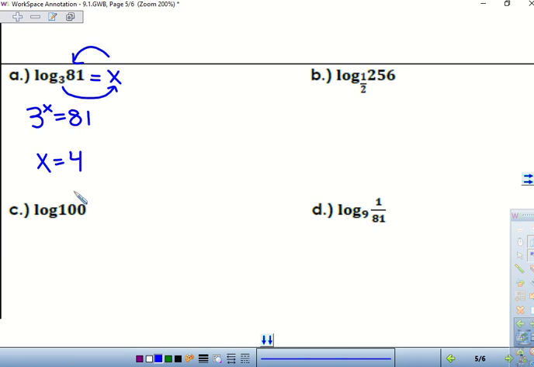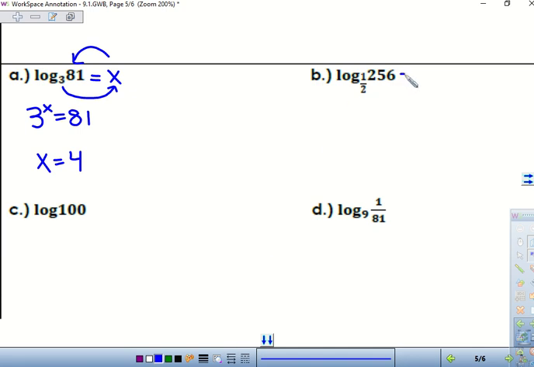Because 9 squared is 81, and 3 squared is 9, so 3 to the 4th power is 81. So all of these ones that we're going to be doing are ones that you could logic your way through, trial and error. You're going to learn ones that don't work like that in the future. So they don't always have to work like that.